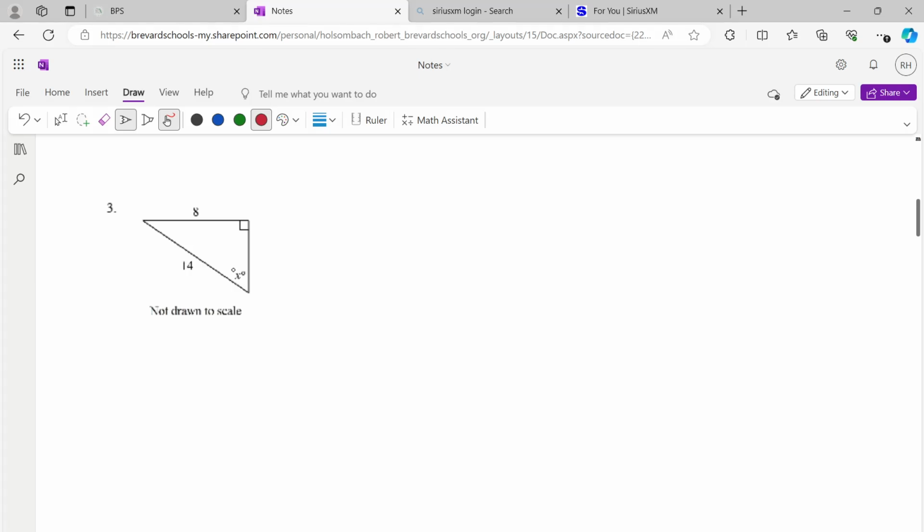Problem number 3. We're finding an angle measure again. We have an opposite side and the hypotenuse. SOHCAHTOA. Opposite over hypotenuse. So we're going inverse sine of the opposite side, which is 8, over the hypotenuse, which is 14. We're going to the nearest whole number again, so 34.8 rounds to 35. So that angle measure would be 35 degrees.